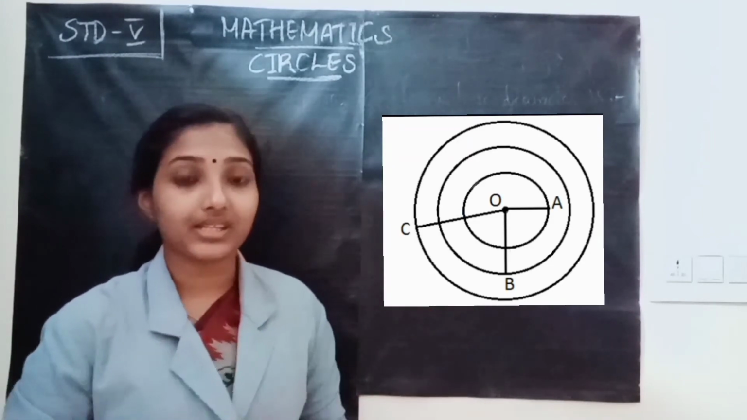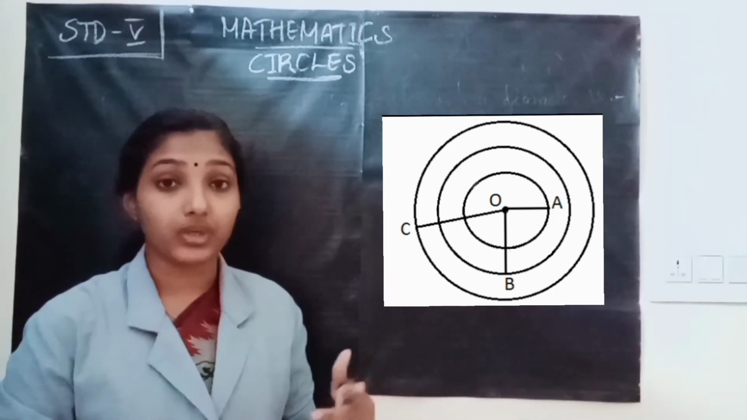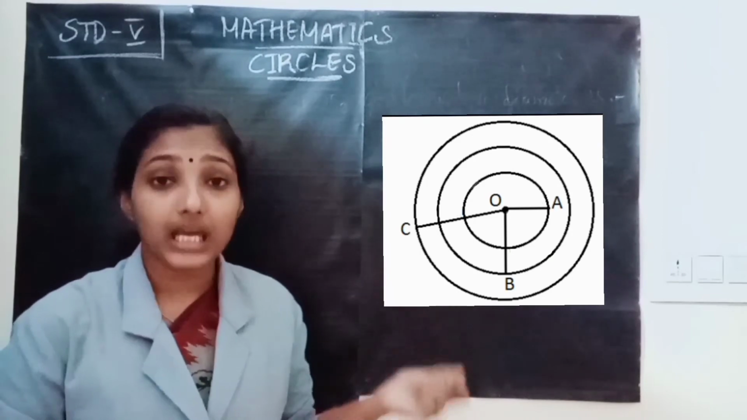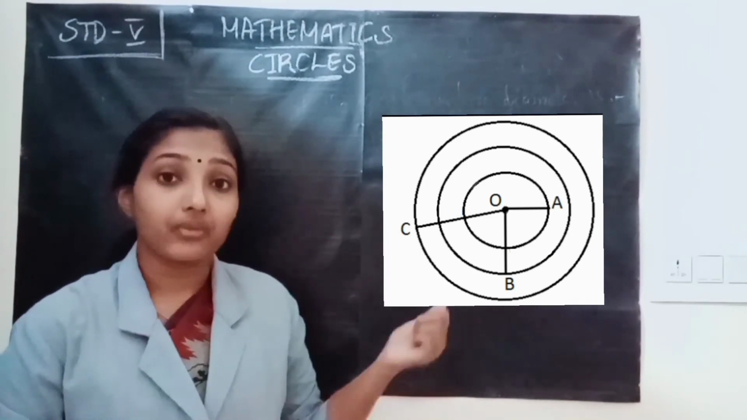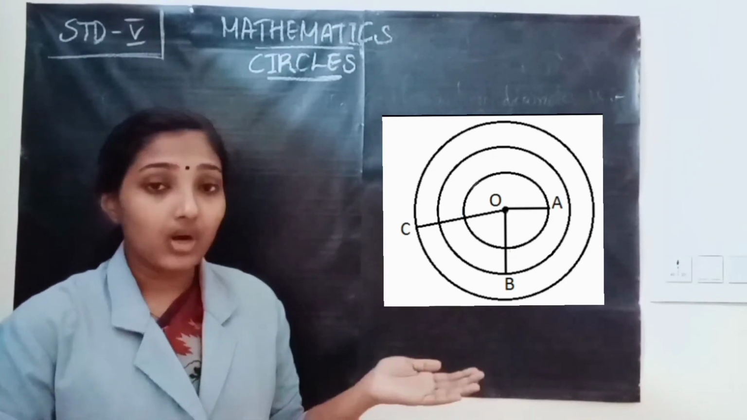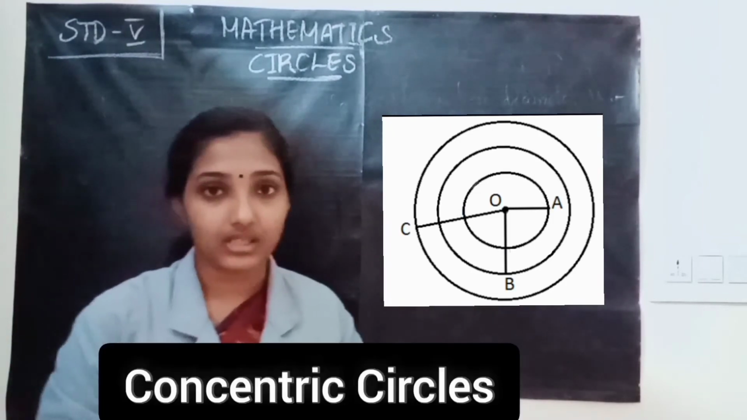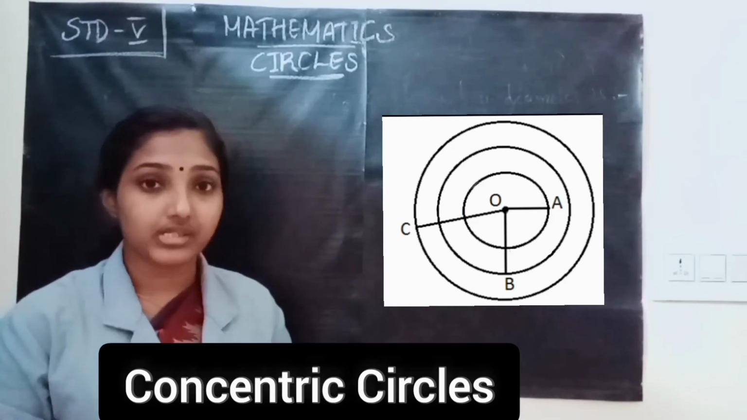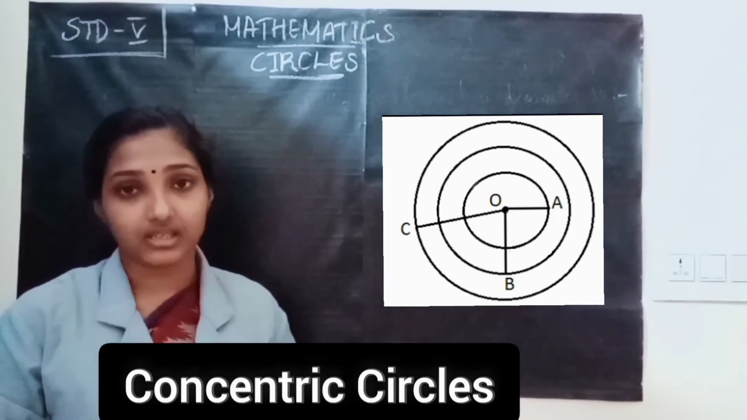Now you can see the circles here. What is the speciality of these circles? More than one circle is given, and all these circles have the same center. They have a common center, but the radii of these circles are different. We call these circles concentric circles. So 2 or more circles with a common center and different radii are called concentric circles.